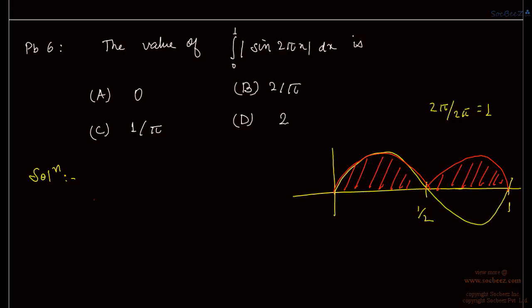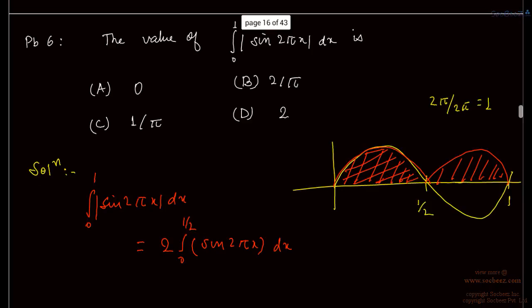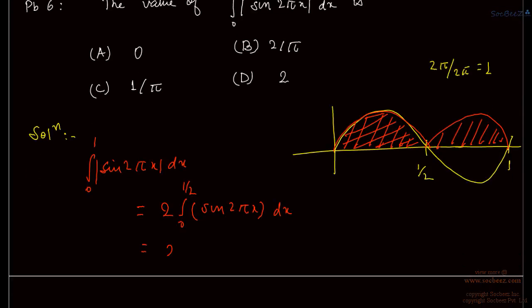Okay, so the integral from 0 to 1 of |sin 2πx| dx is the same as 2 times the integral from 0 to half of sin 2πx without the modulus, right? Because the overall area is 2 times this area, isn't it? So we have to just integrate this function.